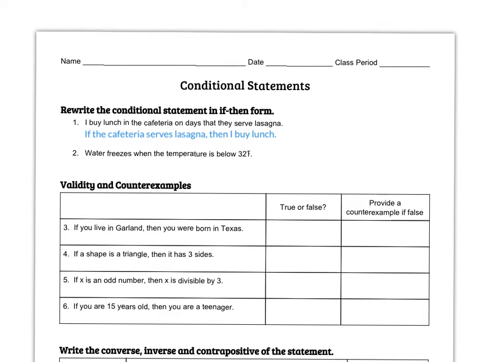Here's another example. Water freezes when the temperature is below 32 degrees. So to make that an if-then statement, you'd write, if the temperature is below 32 degrees, then the water freezes.